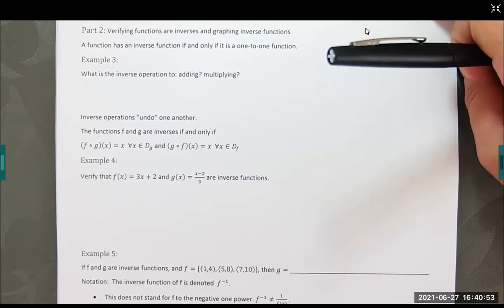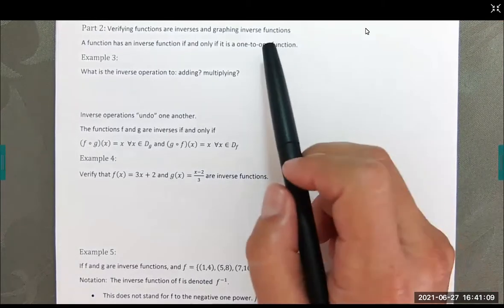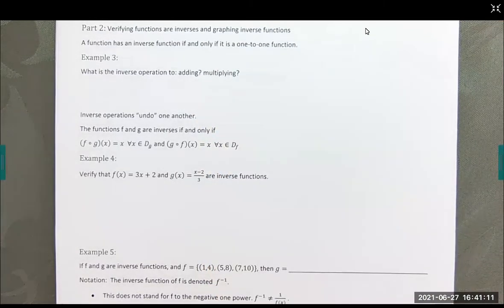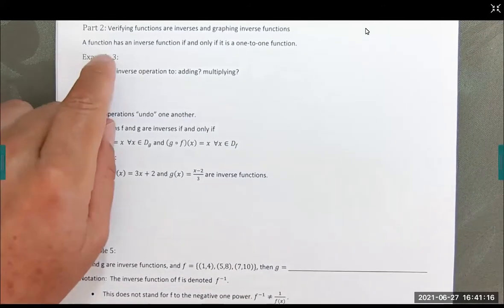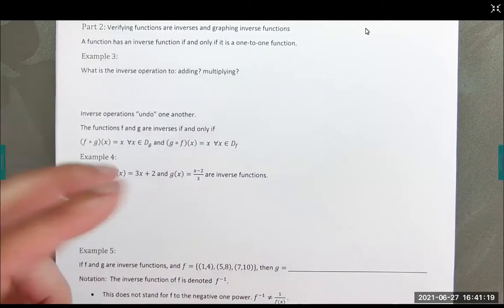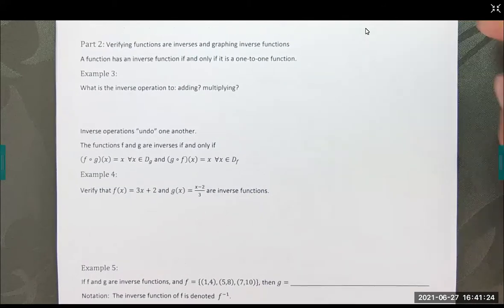Part 2, verifying functions are inverses and graphing inverse functions. All right. A function has an inverse function if and only if it is a one-to-one function. Now, we now have what's called an if and only if statement. If you remember the if-then statements, it's usually one directional, but in this case, if-then is the same as then-if. You can switch them out. These are better, and actually in math harder to prove. It actually requires 2 proofs. All right, meaning we can only have inverse functions of one-to-one functions.